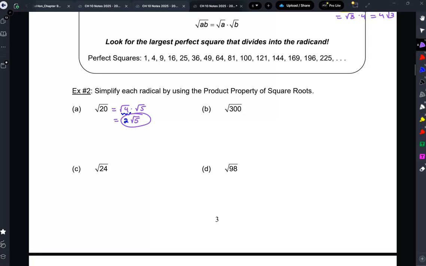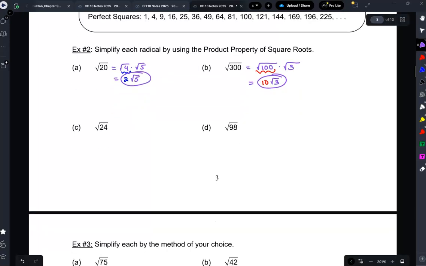Okay, so now let's do the next one. 300. Let's write this as 2 factors, something times something, but a perfect square times a number. Yeah. 3 times 100. So let's do 100 times 3. Square root of 100, 10 root 3. Yes. Okay. Root 24. What do you think?